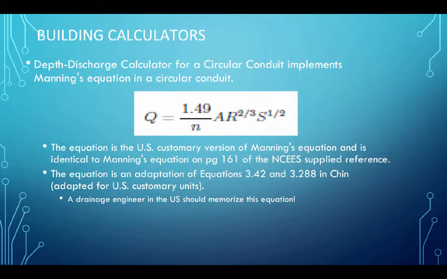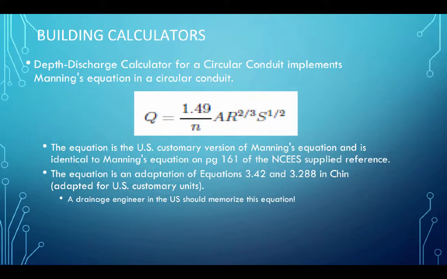So calculators are ultimately for doing depth discharge relationships, usually using Manning's equation. And here's Manning's equation in U.S. customary units, so 1.49 over n, A, R to the 2/3, S to the 1/2 power. In theory, that slope is supposed to be the friction slope. In practice, we often use the bottom slope because it's the only one we have, and it's the only one we can reasonably specify.